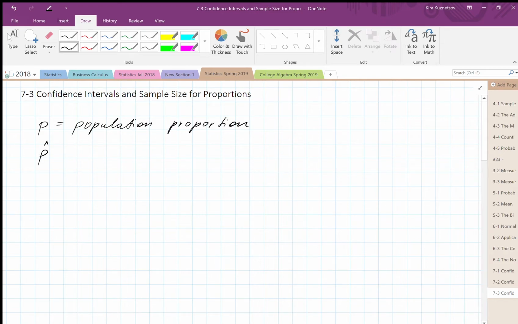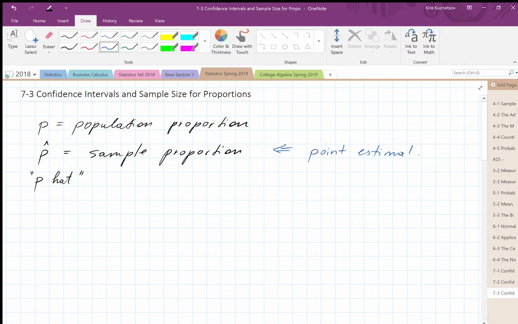The little triangle on the top is called a hat. This is P hat, and it stands for sample proportion. In the case of confidence intervals, this is going to be our point estimate. In order to hypothesize or predict the population proportion, we need to start with something concrete, like a sample proportion.